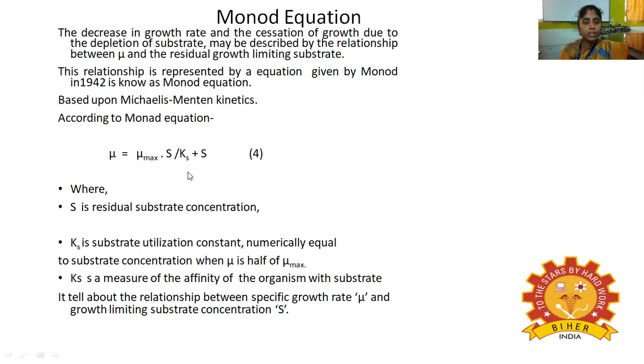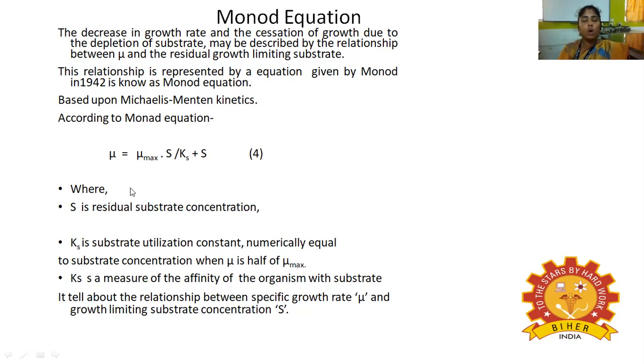So this Ks represents your substrate utilization constant, which means how much of the substrate has been utilized for your product formation. And nu max represents the maximum concentration of substrate at which the maximum amount of product has been formed by the microorganisms' action. That's why we call this nu max. So nu is equal to nu max S divided by Ks plus S, and S represents your substrate concentration.